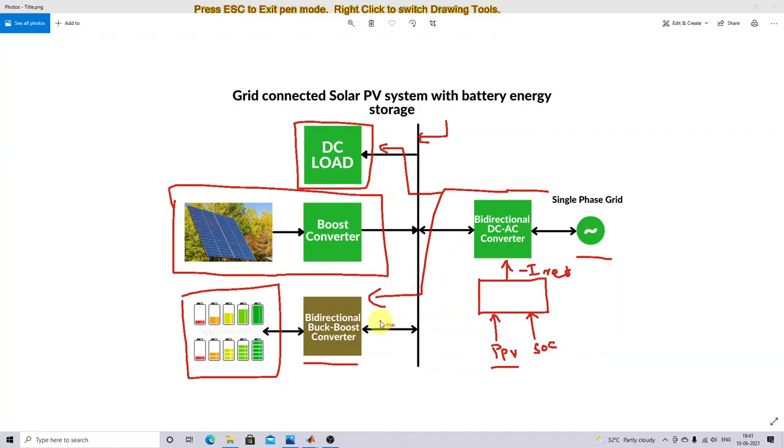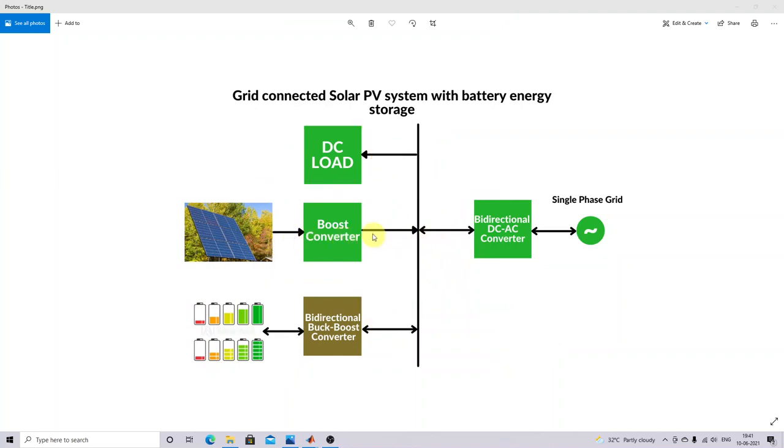Apart from it, if it has excess power, then the solar PV system can supply the power to the grid. Okay, during that time the solar can supply the power to the grid. So during that time we have to provide positive reference current to supply the power to the grid. Okay, so this will happen when solar PV has excess power.